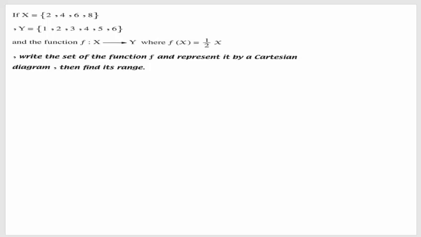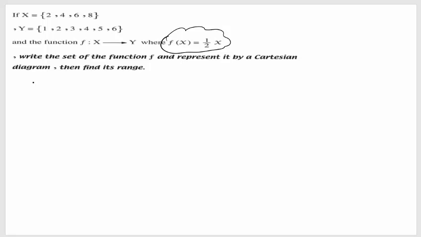x equals {2, 4, 6, 8}. y equals {1, 2, 3, 4, 5, 6}. And it's a function. f is a function from x to y. So as we said before, x is called the domain, y is called the codomain. The range here will be a subset of the set y, the set of the codomain. Let's see what the function says. The function is saying that f of x equals half x, 1 over 2 x.